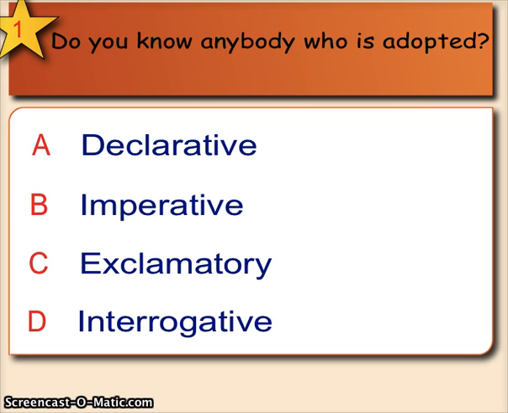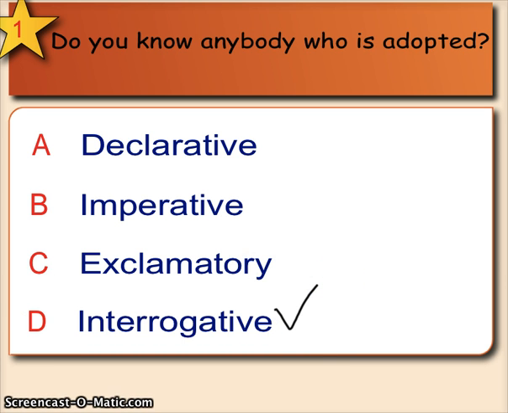The first example says, "Do you know anybody who's adopted?" This sentence is asking me something. It's asking me if I know anyone that's adopted. When somebody asks me something and it ends in a question mark, it is called an interrogative sentence.